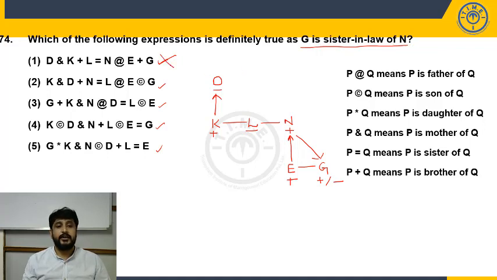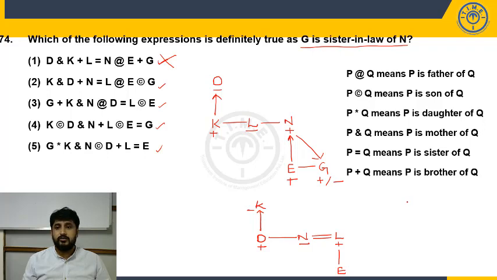So let's go to the second option. K and percent D. So K is the mother of D again. K is the mother of D. So upper generation. And K is female. K is the mother of D. D plus N. D is the brother of N. N equal to L. N is a sister of L. L at the rate E. L is the father of E.